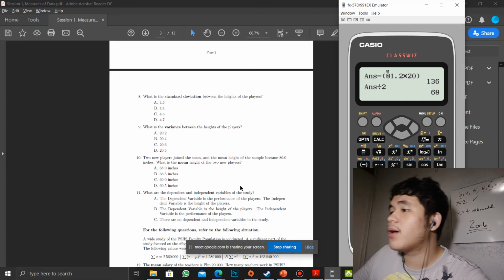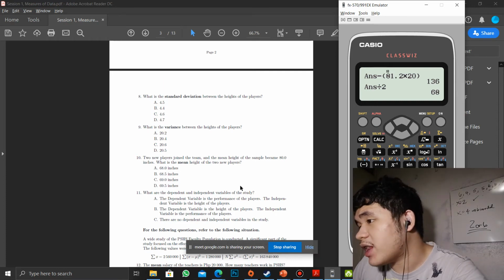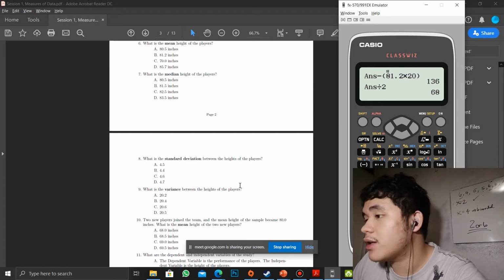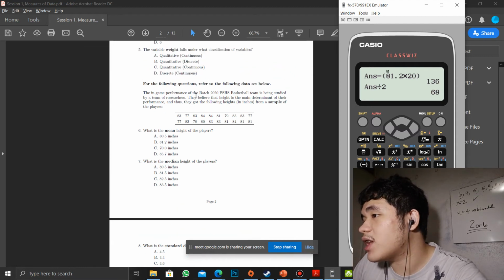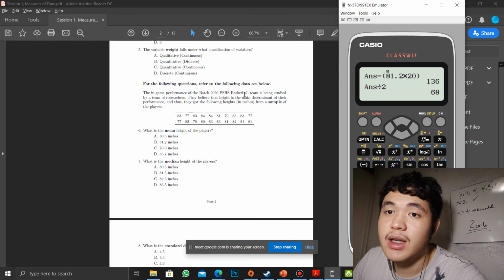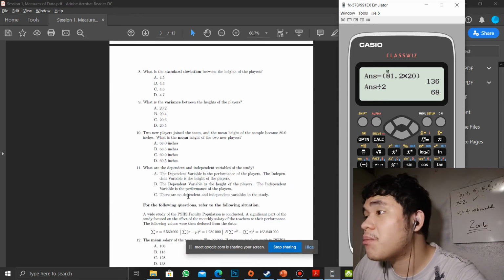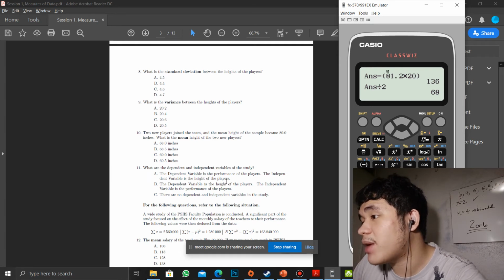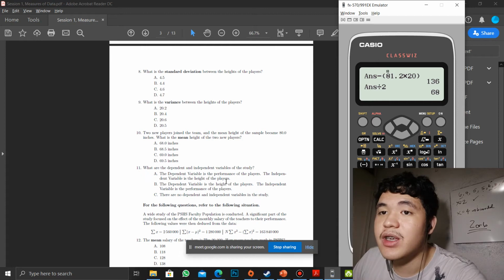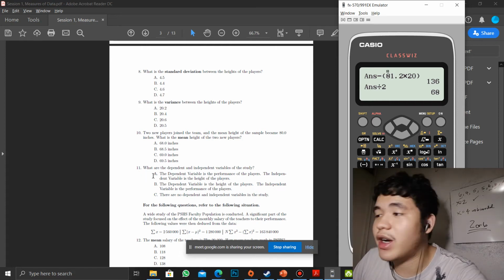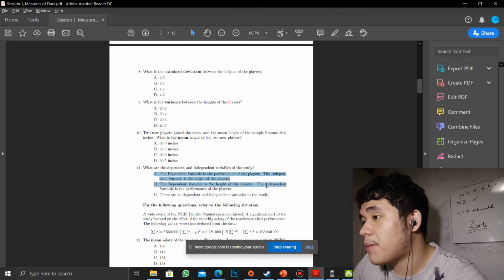What are the dependent and independent variables of the study? Based on the statement dito, the in-game performance is being studied. They believe that height is the main determinant. Dahil doon, height is the main determinant. Yun yung binabago natin. So, that is the independent variable. Then, the dependent variable, yun yung pinag-aaralan. So, that is the performance. So, dapat letter A yung sagot.